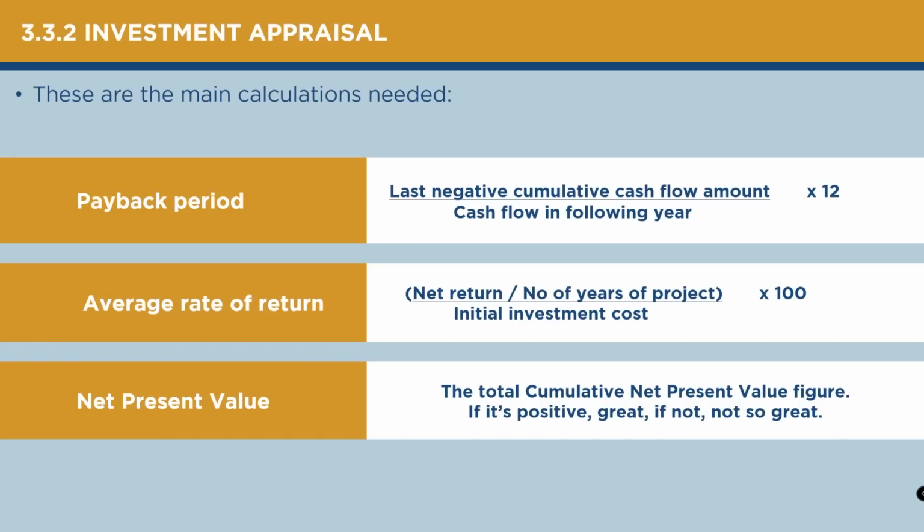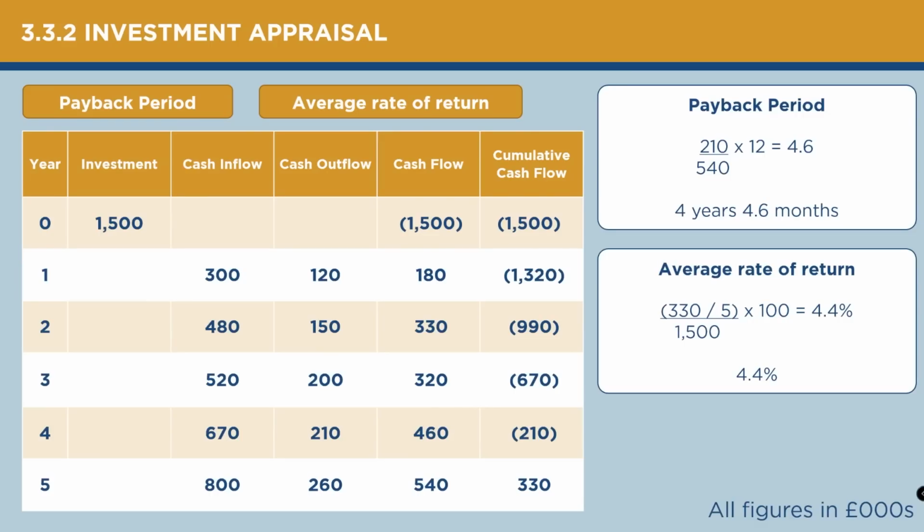Average rate of return, there are two types of this calculation. I'm going to give you the full version, but it's basically net return divided by the number of years of the project, divided by the initial investment cost, and then to get that as a percentage, we times it by 100. You might see average net return at the top, which is basically just net return, so how much you make over the entire project, divided by the number of years the project lasts. And then for net present value, you just do the total cumulative net present value figure, and if that's positive, we're in a decent spot, and if it's not positive, then we're not in a great spot. But we'll talk about this after we've done a set of calculations for it.